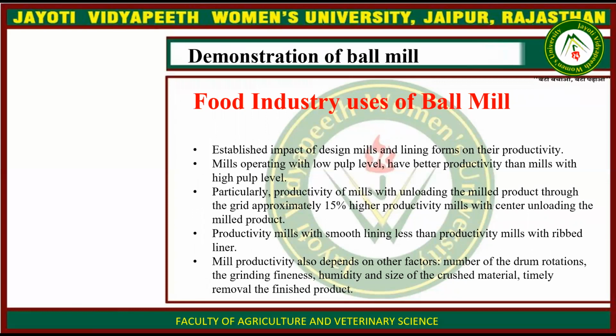Then the food industry use of the ball mill. It established the impact of design of mills and lining forms on their productivity. Mills operating with a low pulp level have better productivity than mills with a high pulp level. Particularly, productivity of mills unloading the milled product through the grid is approximately 15% higher than mills with center unloading of the milled product. Productivity of mills with smooth lining is less than productivity of mills with ribbed liner.